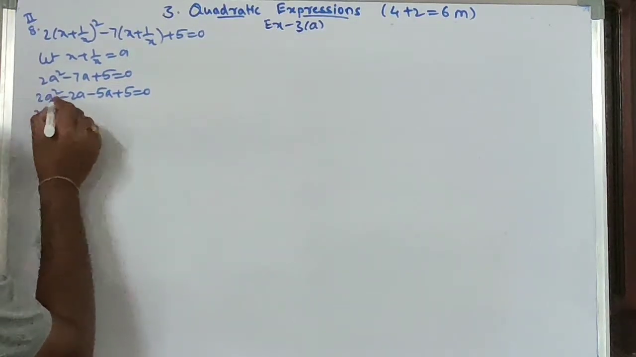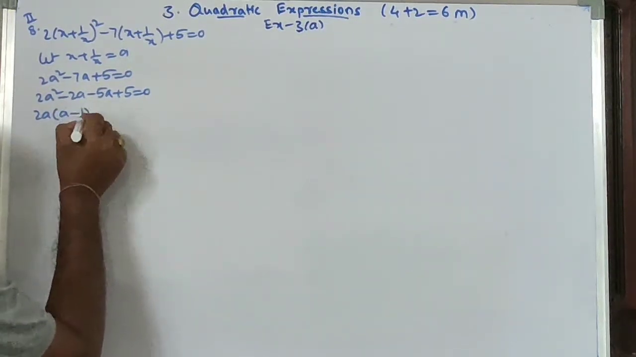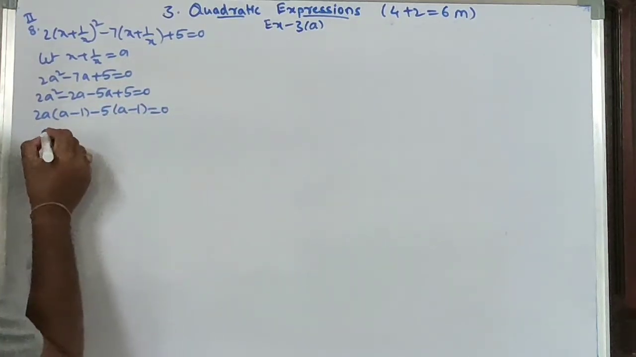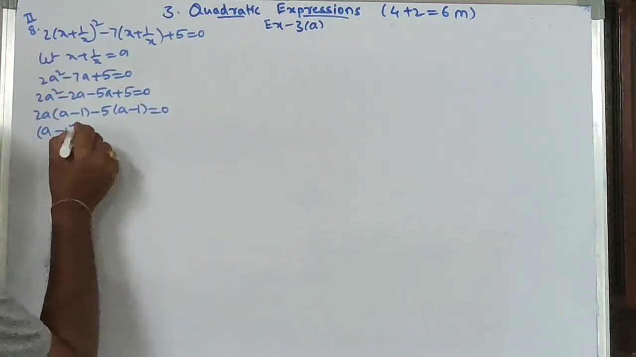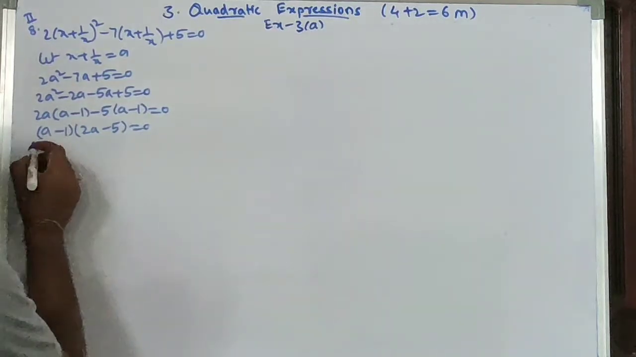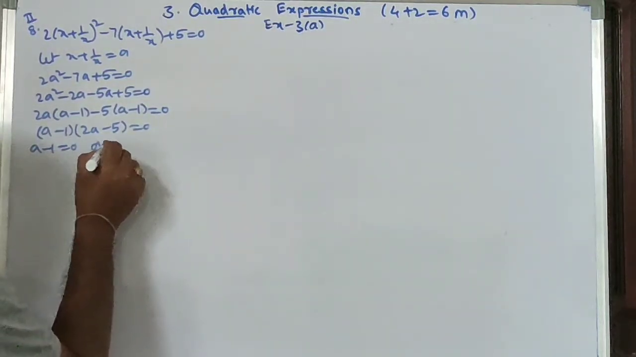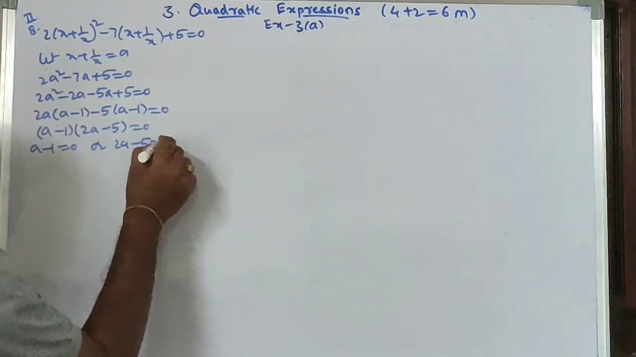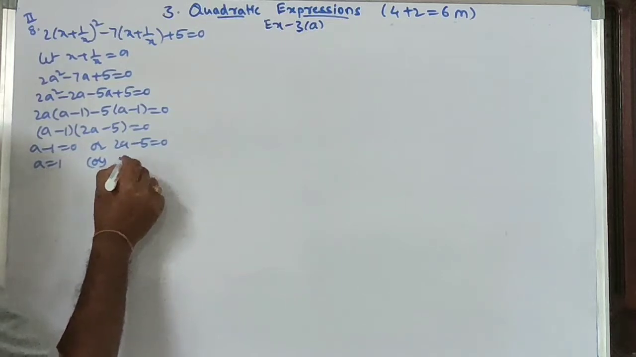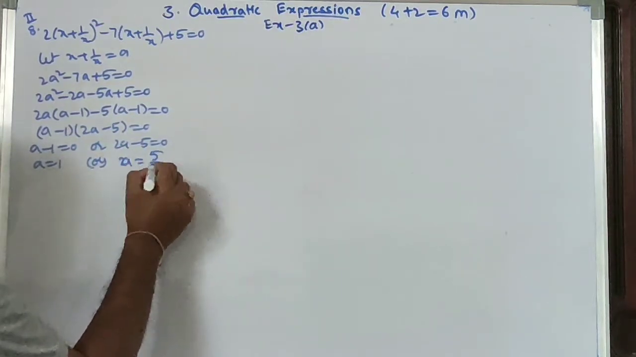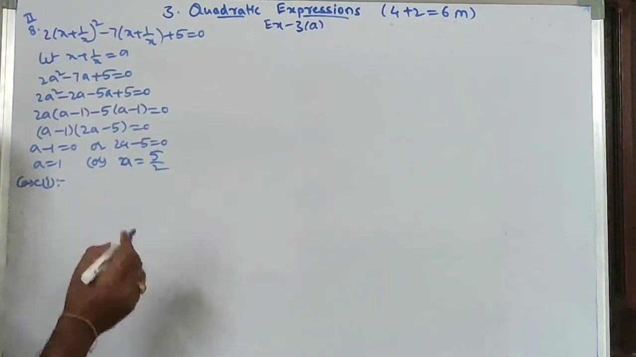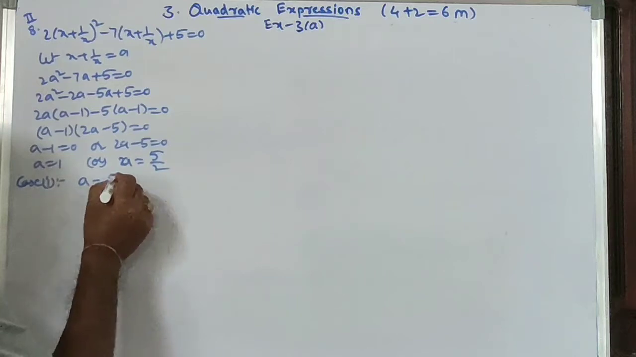Next, taking 2a common, a minus 1. In this, taking 5 common, minus 5, a minus 1 equal to 0. So taking a minus 1 common, 2a minus 5 equal to 0. This product is 0. Either a minus 1 equal to 0 or 2a minus 5 equal to 0. Either a equal to 1 or 2a equal to 5, a equal to 5 by 2. Case 1: I am taking a equal to 5 by 2 first.